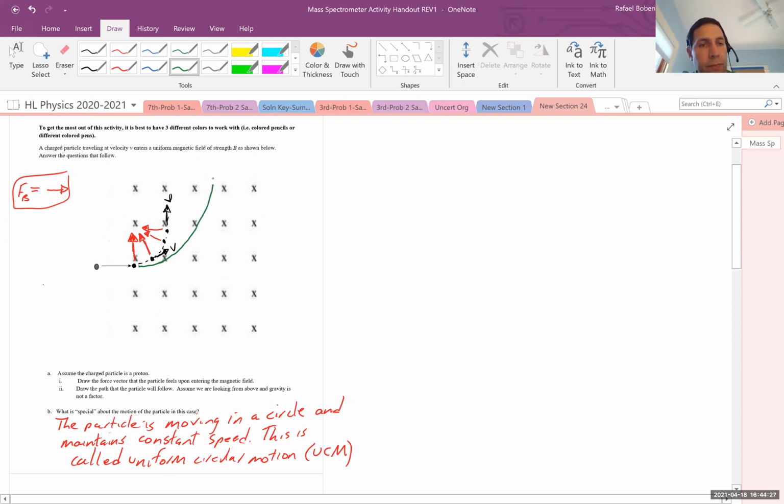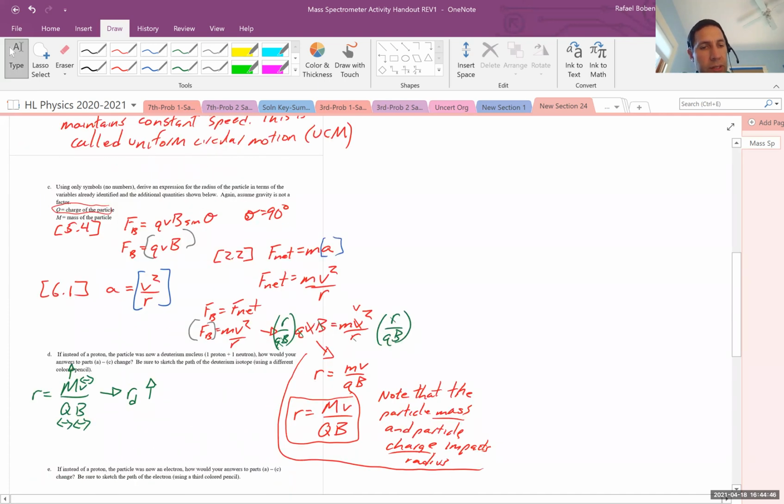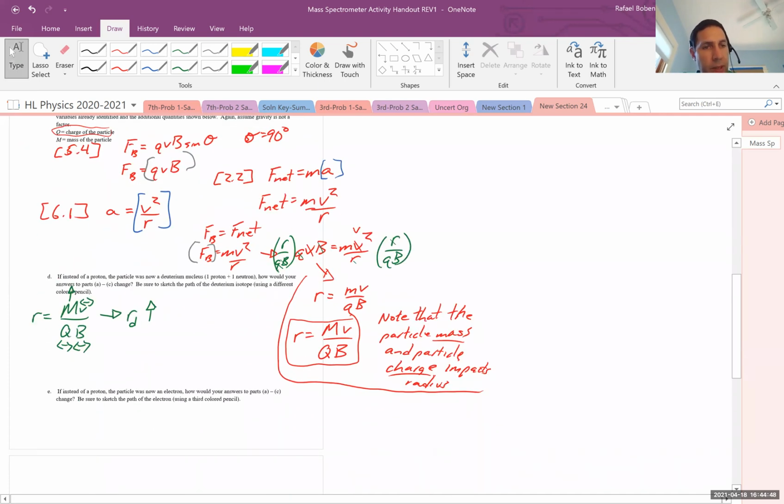Okay. So let me just be clear. Let me go back here. The proton might look something like this. Okay, so this is the proton. This is the deuterium. So what can we say? For the answers to parts A through C, we can say the radius would be larger for deuterium.